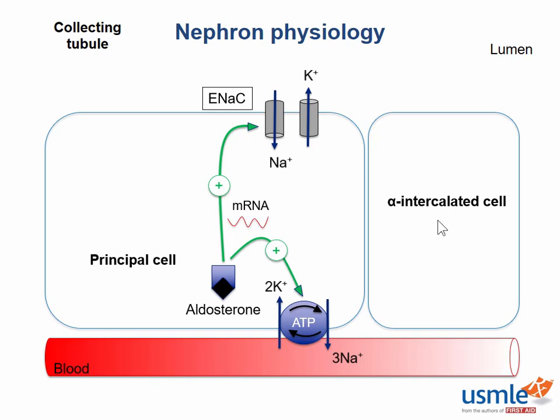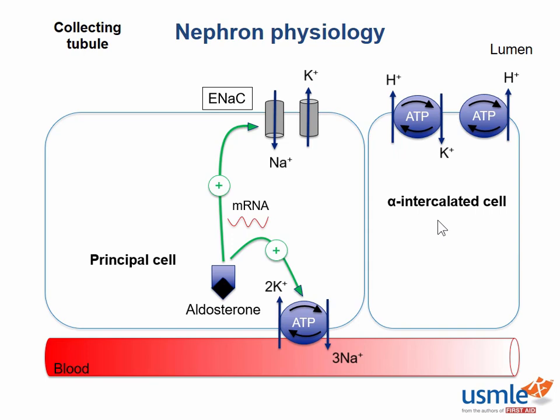Alpha intercalated cells work a bit differently and secrete hydrogen ions into the tubular lumen to decrease the pH of the urine, a process that is also upregulated by aldosterone. This is accomplished by a potassium-hydrogen exchanger and a special hydrogen pump.